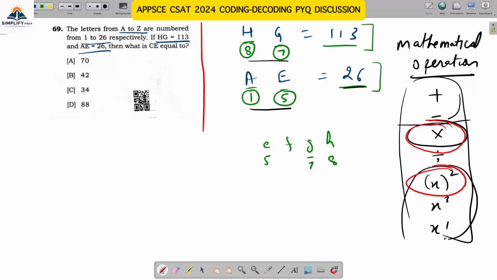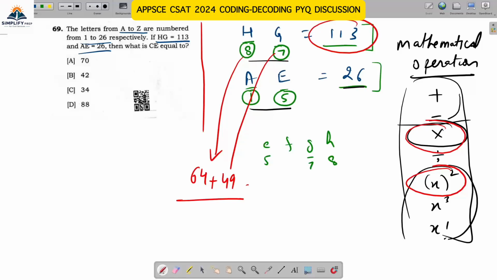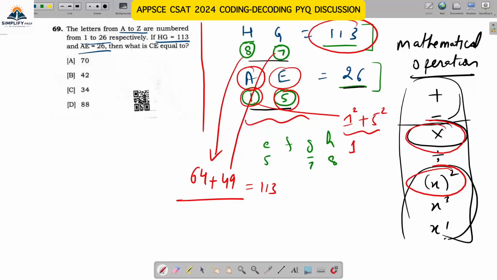Is it about squares? For that you need the knowledge of squares, and if you know squares, you will do it quickly. 8 square is 64, 7 square is 49. If I add these, I am exactly getting this number, that is 113. Check for AE also: A is 1 square plus 5 square for E. 1 square is 1, 5 square is 25. So 1 plus 25 is giving me 26. So are you getting the operation? That is easy.